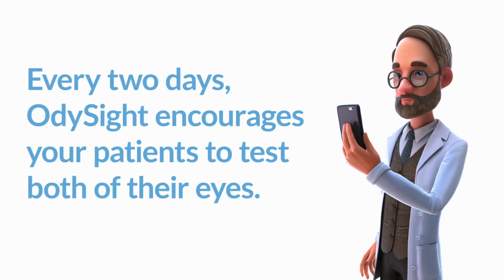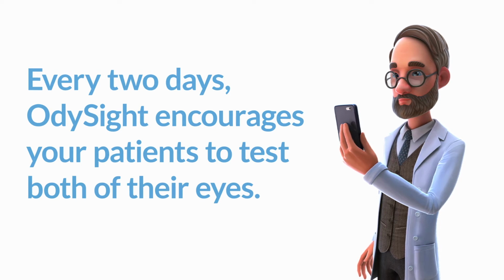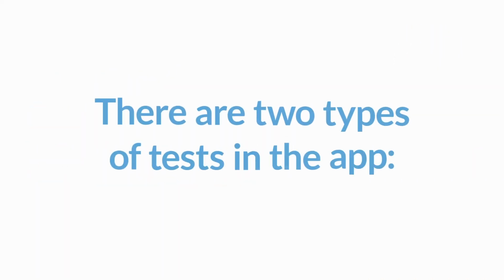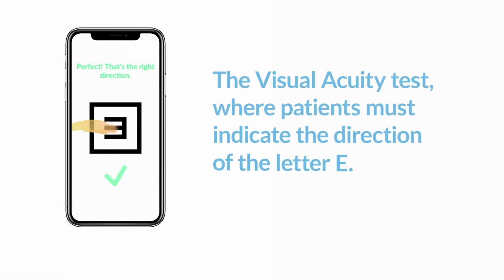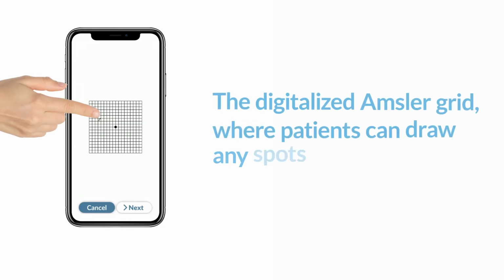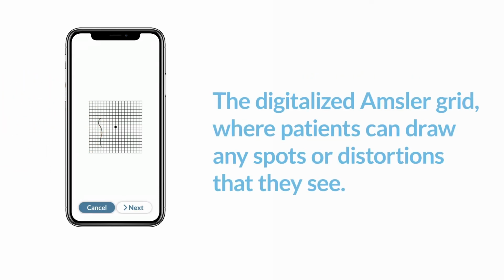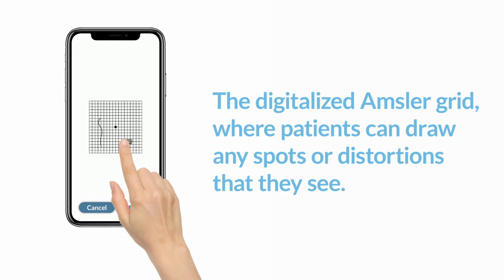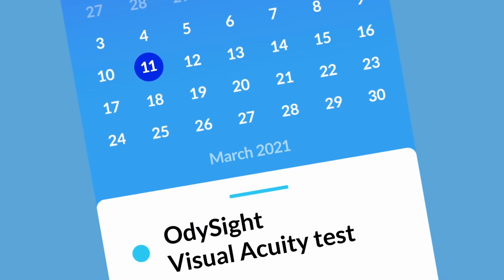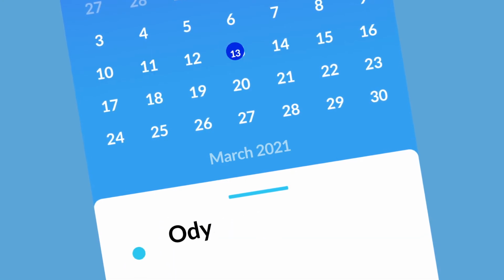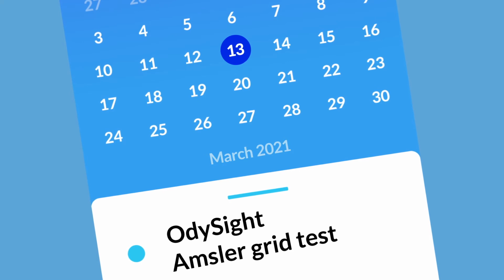Every 2 days, OdySight encourages your patients to test both of their eyes. There are two types of tests in the app: the visual acuity test, where patients must indicate the direction of the letter E, and the digitalized Amsler grid, where patients can draw any spots or distortions that they see. The cadence will be as follows. If your patient takes 2 visual acuity tests on Monday, the app will ask them to take 2 Amsler grids on Wednesday.